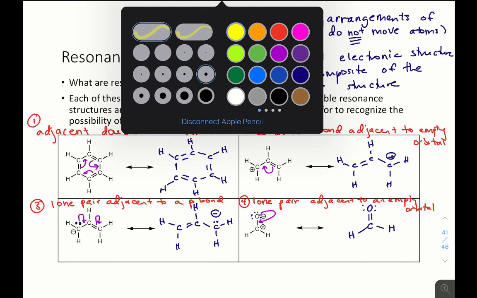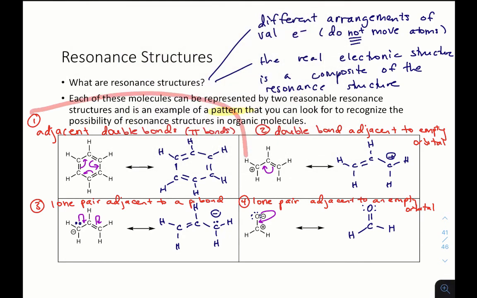First pattern, adjacent double bonds or adjacent pi bonds. When you have two double bonds, or more than two in this case, next to each other, adjacent, you can probably draw a resonance structure. Second pattern, a double bond adjacent to an empty orbital. Here's a double bond. You might say, well, how do I know there's an empty orbital there? Well, you will very shortly review this with me, but you should hopefully remember from Gen Chem that there's an empty orbital there. There's an unfilled octet, right? But we'll get there. We'll review that next.